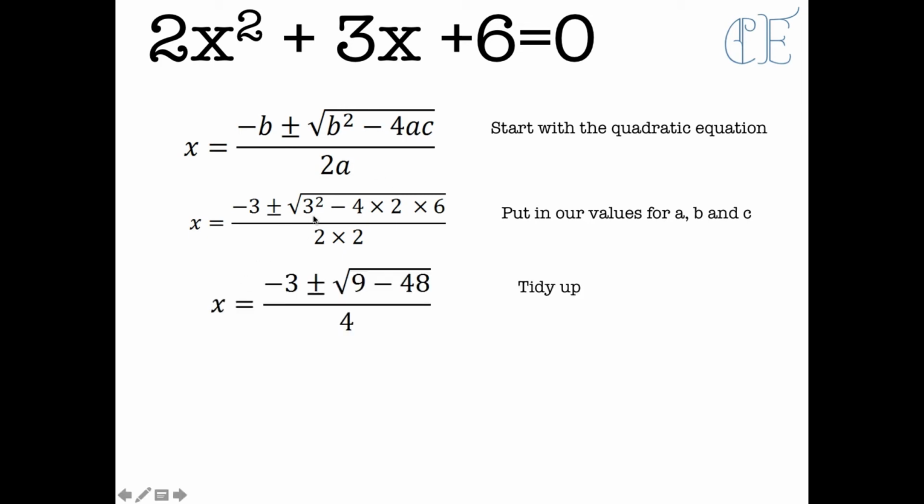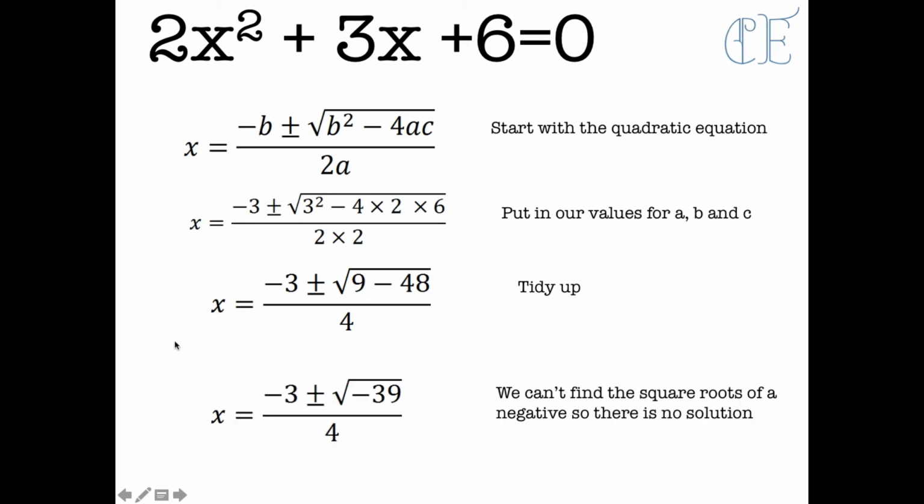If we tidy that up a little bit, we end up with 9, and then 4 times 2 is 8, and then 8 times 6 is 48. So 9 minus 48. We then end up with minus 3 plus or minus the square root of minus 39, because 9 take away 48 makes minus 39, all divided by 4. We can't actually find the square root of a negative, so there is no solution, meaning that there are no roots.